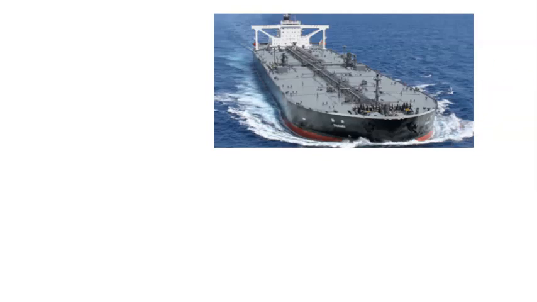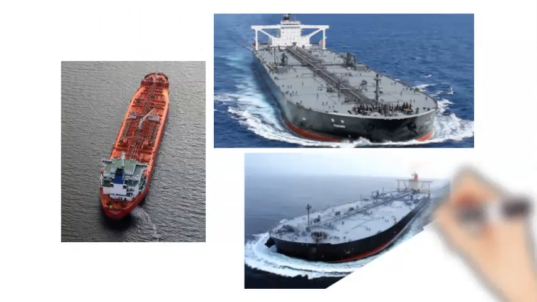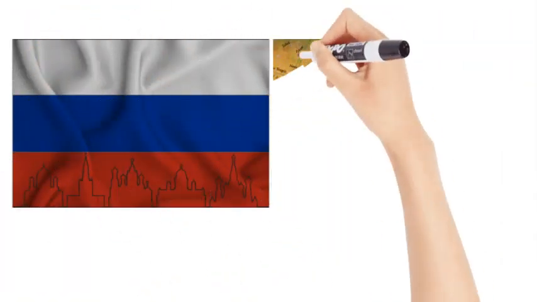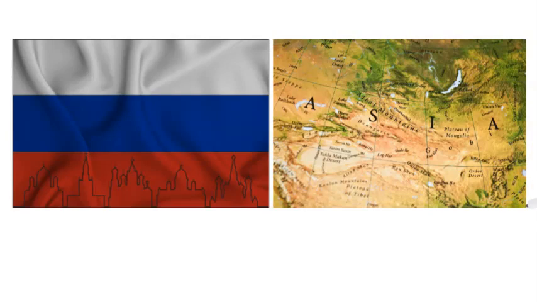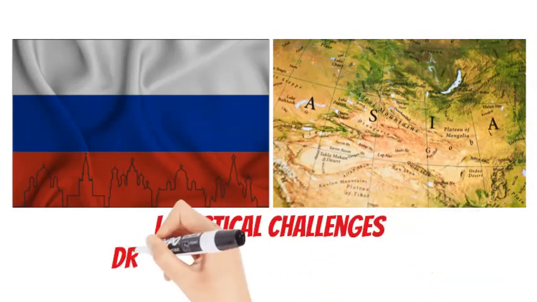In addition, the transportation of oil products requires more boats than the transportation of crude oil, as fuel tankers are significantly smaller than crude carriers. If Russia intends to reroute its product flows toward Asia, this presents a number of logistical challenges and drives up the cost of shipping.